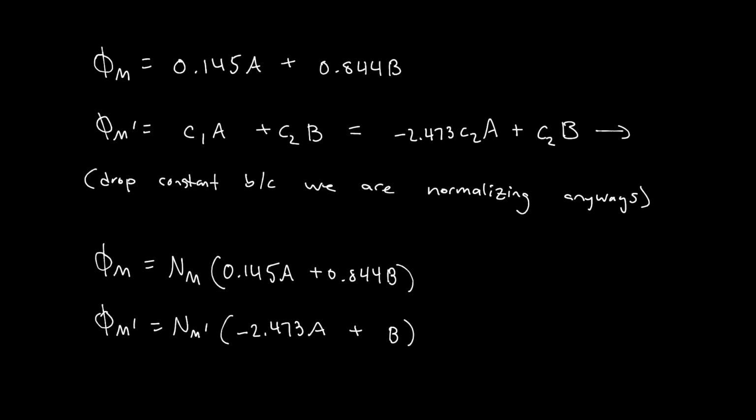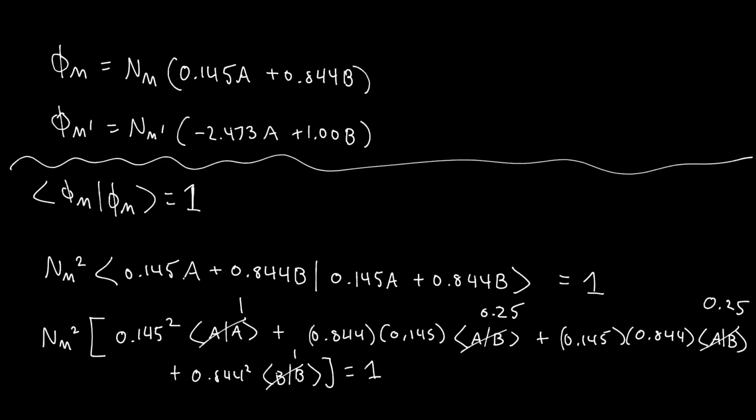And now we want to find the normalization constants of phi m and phi m prime. So let's write phi m and phi m prime in terms of a normalization constant. Phi m is nm times 0.145a plus 0.844b, and phi m prime is nm prime times negative 2.473a plus b. So first, we want to normalize phi m. To normalize phi m, we need to set its inner product equal to 1.